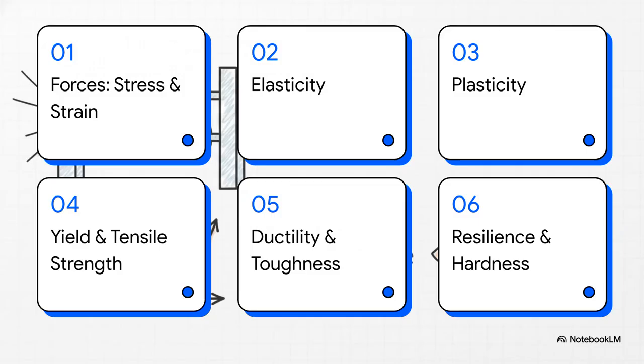Here's our roadmap for this explainer. We'll be hitting 6 main stops. First, forces, stress, and strain. Second, elasticity and Hooke's law. Third, plasticity, the permanent shift. Fourth, yield and tensile strength. Fifth, ductility and toughness. And we'll wrap up with resilience and hardness.